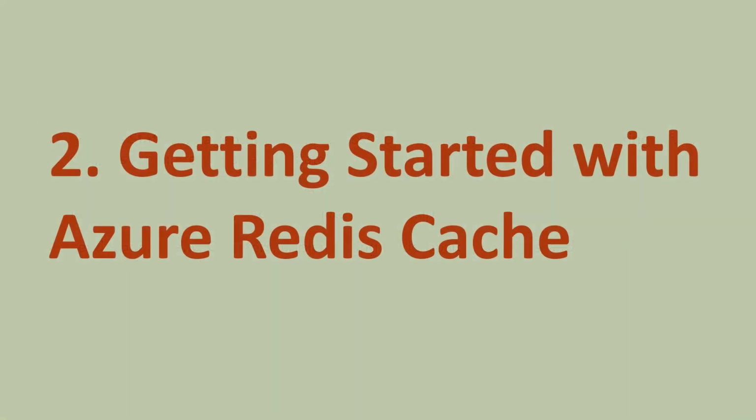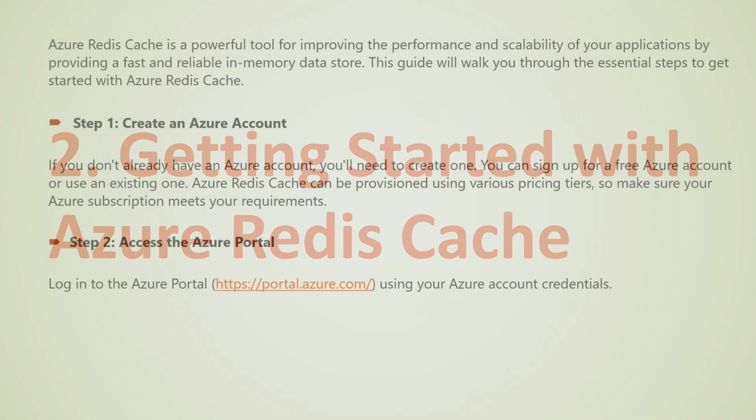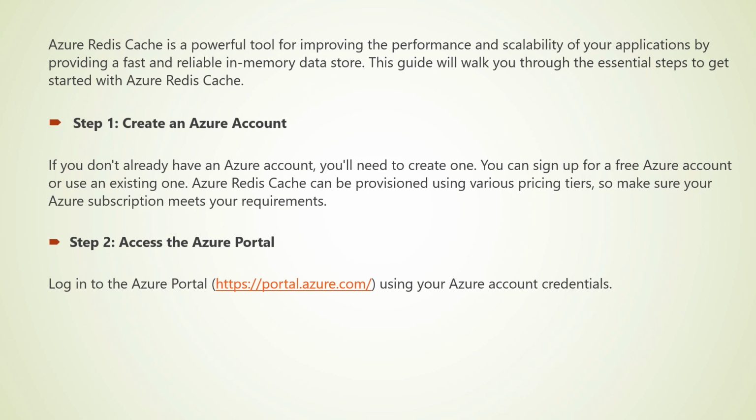Two: Getting started with Azure Redis Cache. Azure Redis Cache is a powerful tool for improving the performance and scalability of your applications by providing a fast and reliable in-memory data store. This guide will walk you through the essential steps to get started with Azure Redis Cache.